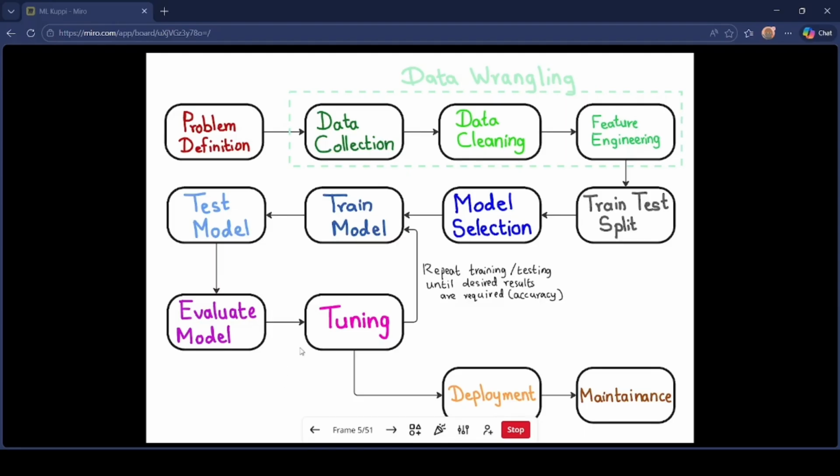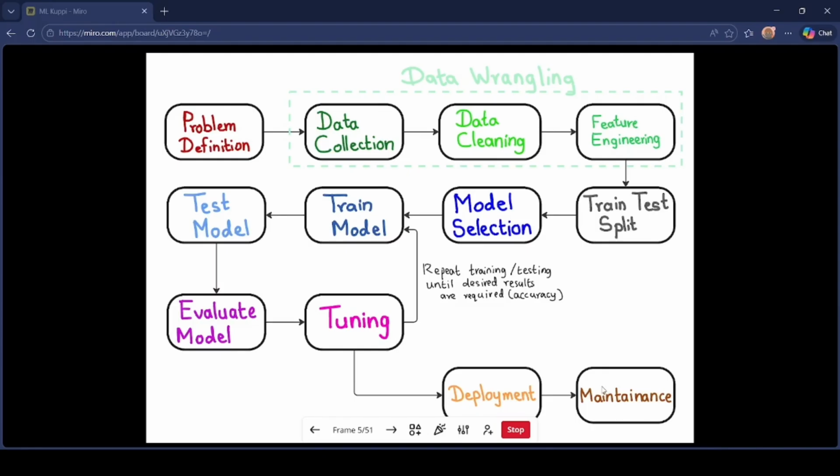So after good performance and after perfect tuning, we will be deploying the model. There's a small issue here. This should come over here into evaluating. So after evaluating only, we are going to deploy, not during the tuning phase. Yes, so we're going to deploy the model, and then afterwards it will be continuously maintained throughout.